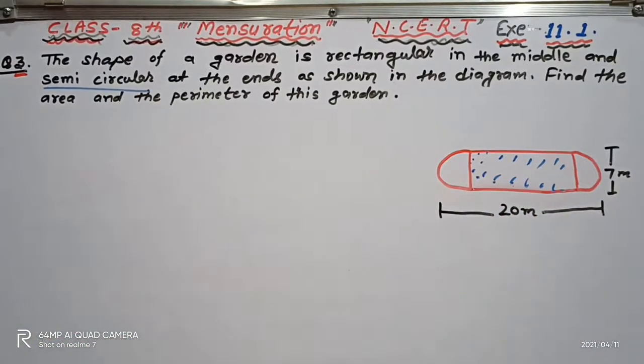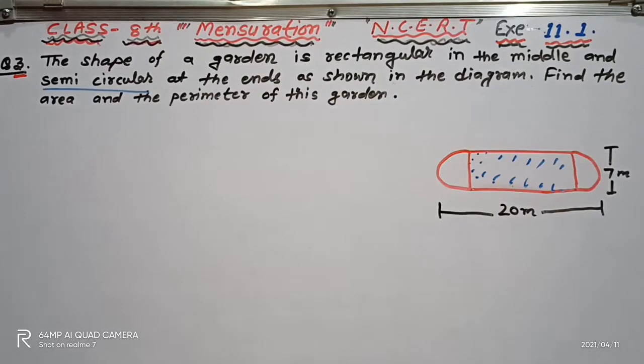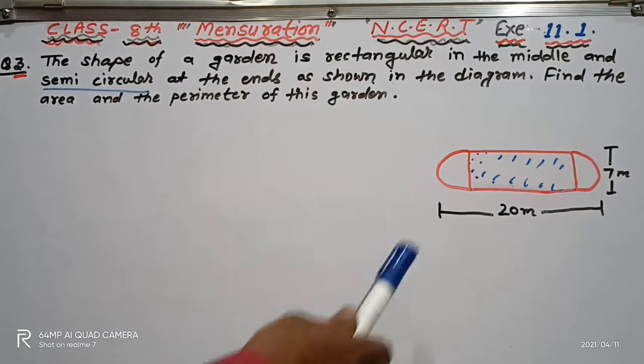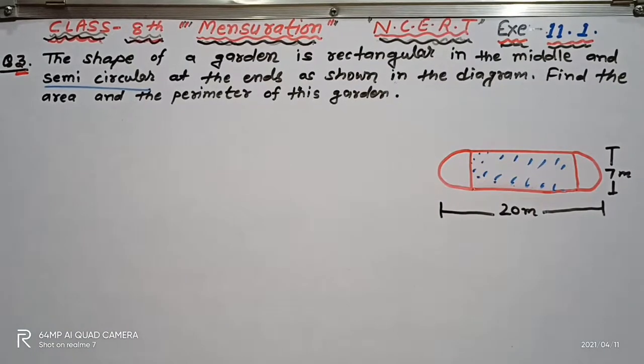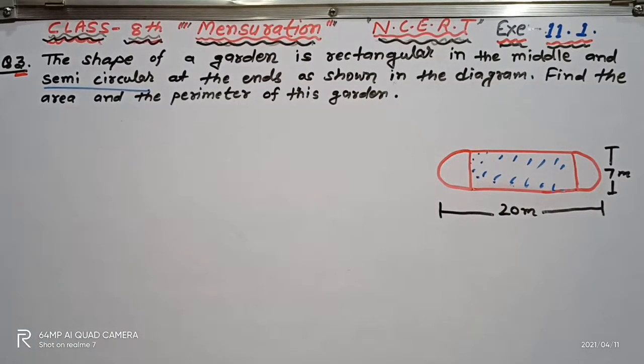What is a semicircle? Let me tell you first of all. Then we will look at the diagram. We have to find the perimeter and the area of this garden. So let's start first of all. As I said, a semicircle is there.